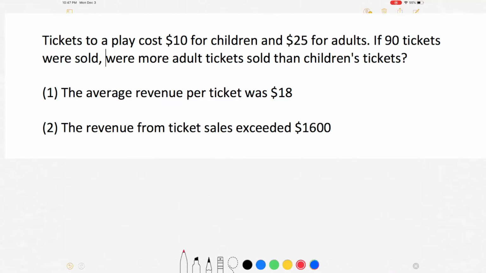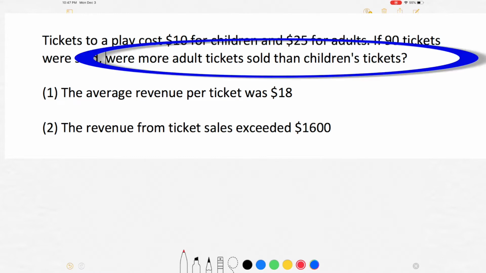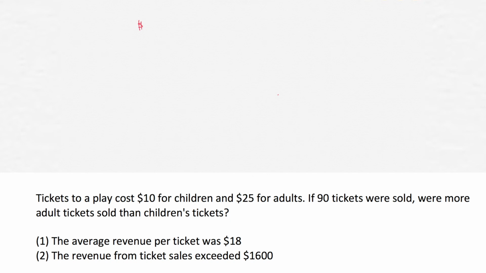All right, I hope you tried this on your own. We're now going to do it together. The call of the question here is, were more adult tickets sold than children's tickets? And let's see what they tell us. So we want to know whether more adult tickets or children's tickets were sold. It was $10 for the children's tickets and $25 for the adult tickets. And then we know that 90 tickets were sold.